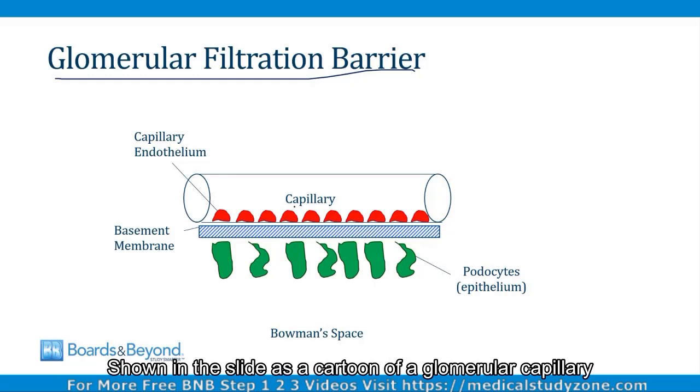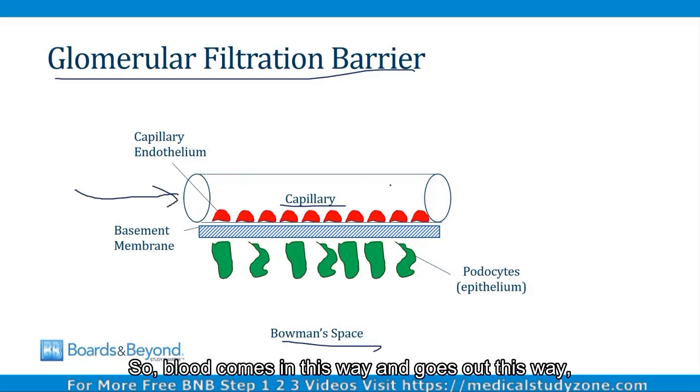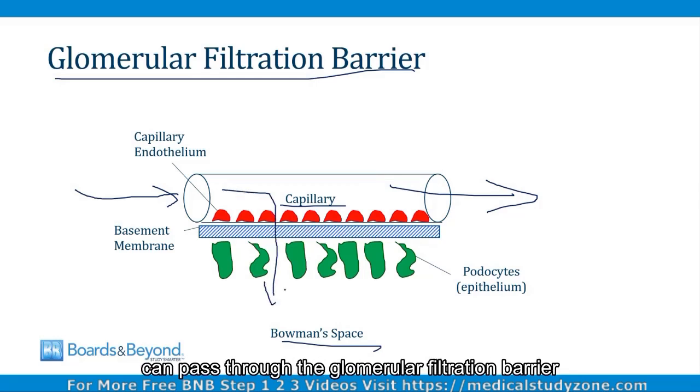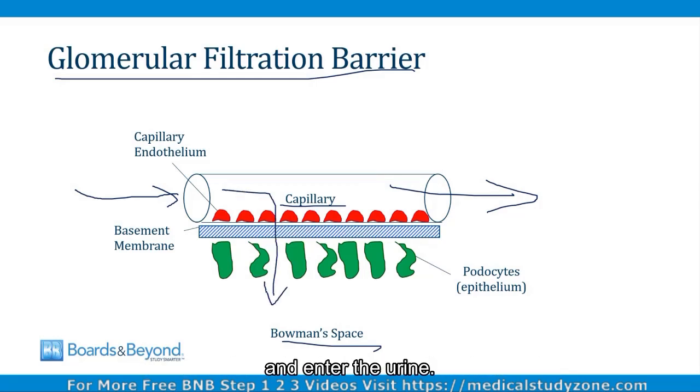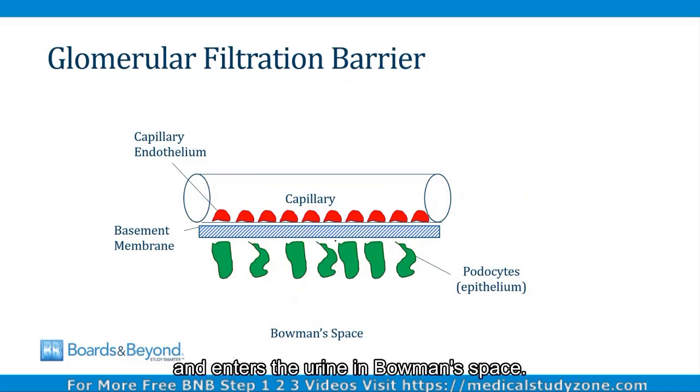Shown on this slide is a cartoon of a glomerular capillary and Bowman space, which is in the nephron. So blood comes in this way and goes out this way, and certain elements of the blood can pass through the glomerular filtration barrier and enter the urine. Proteins should mostly stay behind. Only a tiny bit of protein is allowed through under normal circumstances. But what goes wrong in the nephrotic syndrome is that lots of protein gets through and enters the urine in Bowman space.